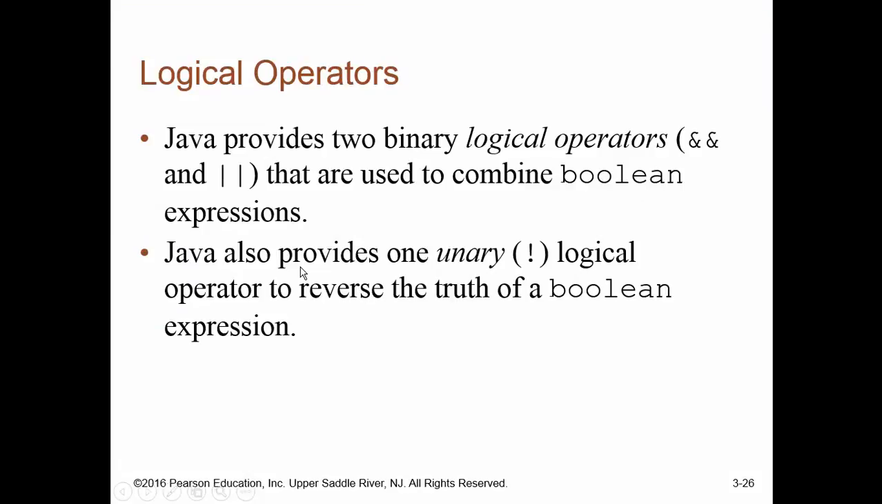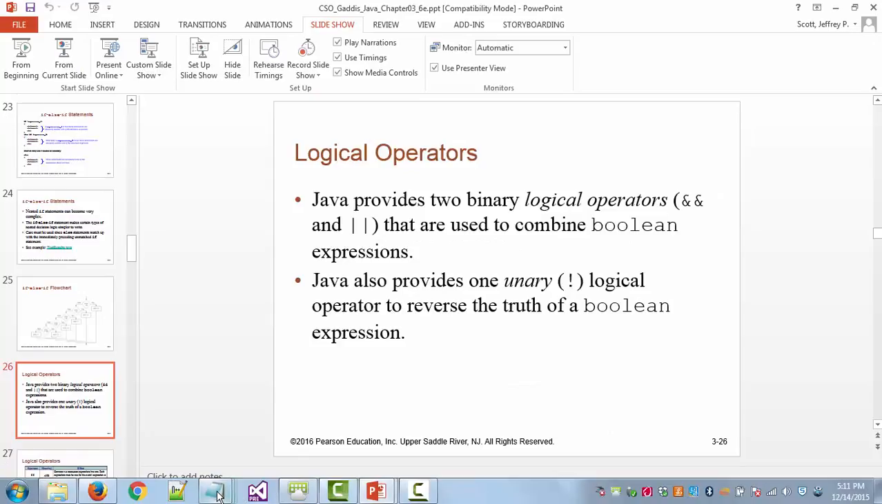So I've already shown you the and. There's also an or, and there's also a unary. So let's take a quick look at those.